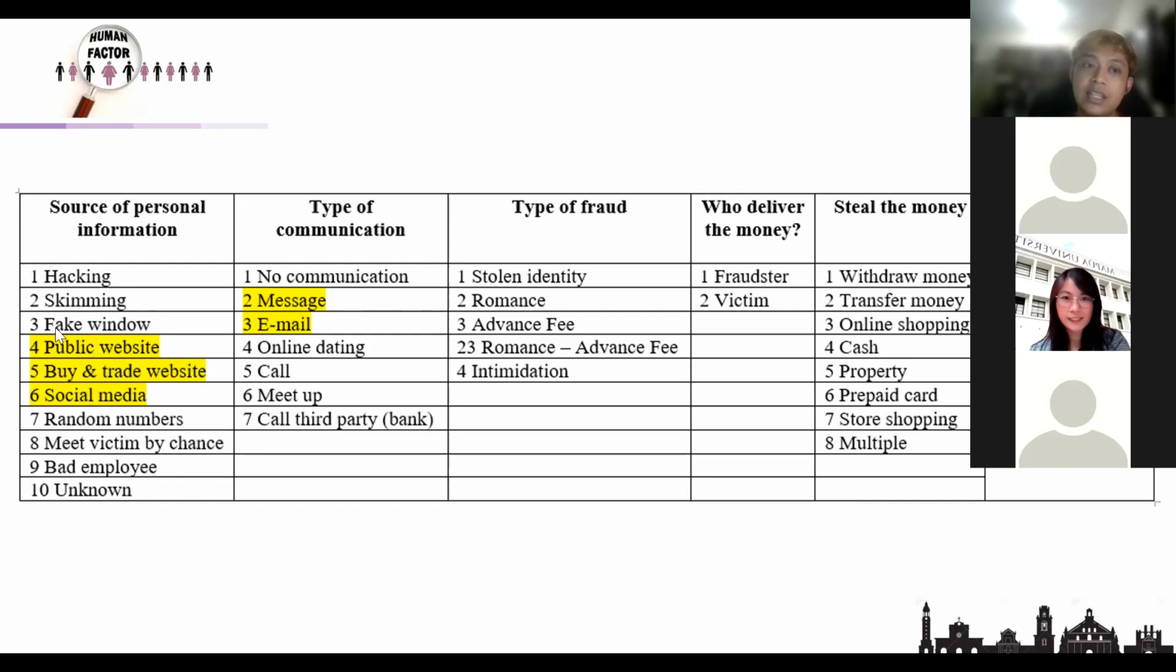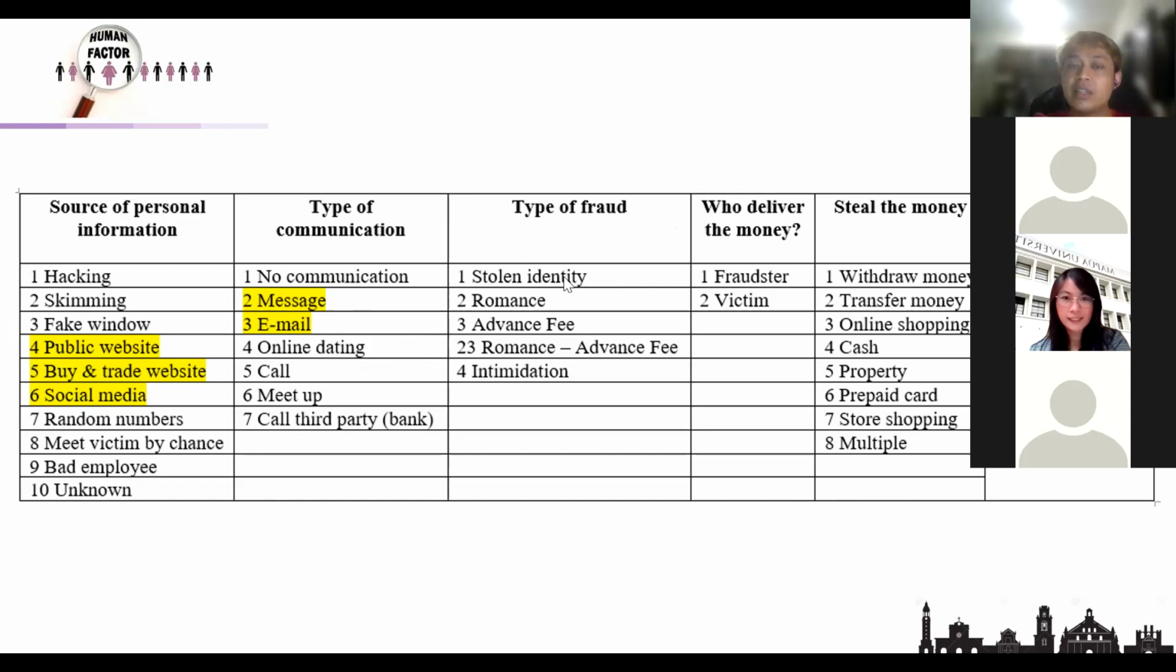At this point I just put what I've done so far, and perhaps I can merge, for example, a public website with a buy-and-trade website and social media into one. Later on, let's see what will happen. And then this one, for example, message and email: is it really that big a difference, and so on. So I just listed all the things.